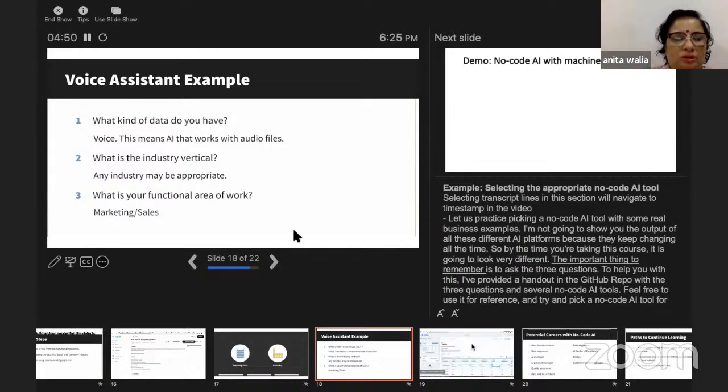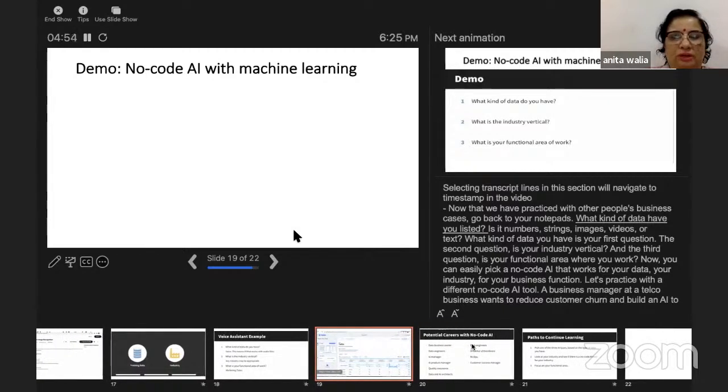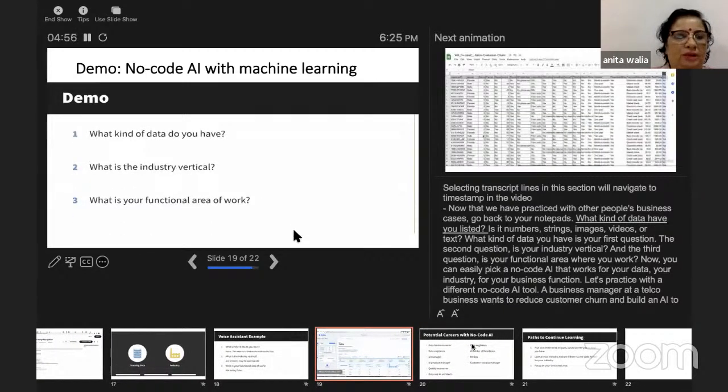Okay. So let's see one demo of no-code AI with machine learning. In this demo, we want to understand what kind of data I have to show you, what the industry vertical is, and what your functional area of working is.